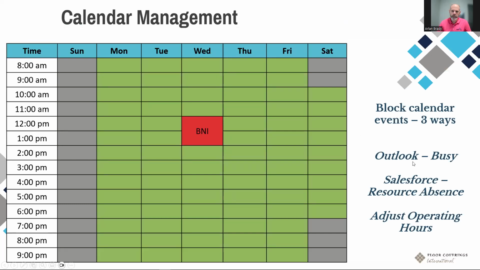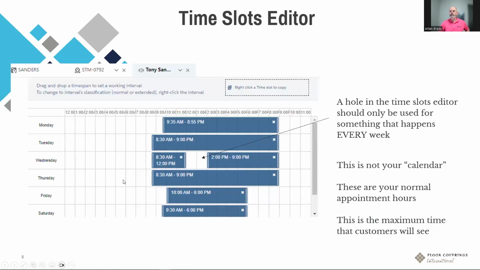You can go into Outlook and create a meeting and have a recurring meeting that blocks out that BNI time every week. You could go into Salesforce and create a resource absence. Or if you have something that shows up every week, you could set your calendar up like this. So you could easily drop a hole in like this that says, this is guaranteed every week I've got to go to BNI.